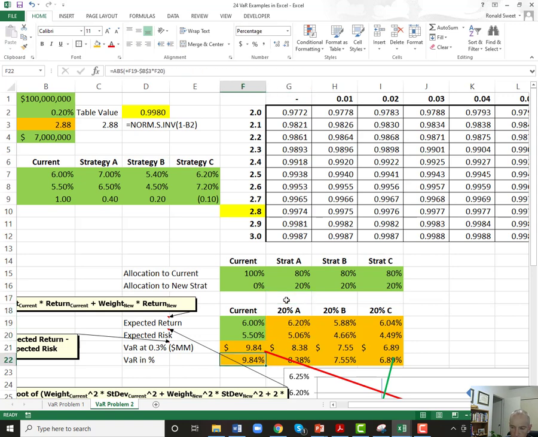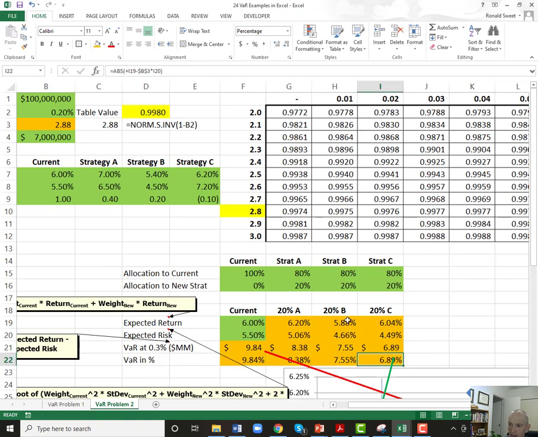So what is our VAR? Our VAR is going to be the mean minus 2.88 times our expected risk. So our current value at risk is 9.84%, or with a $100 million portfolio, it's $9.84 million. And we do that all the way across. And so what do we see?